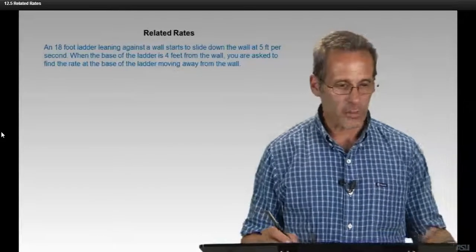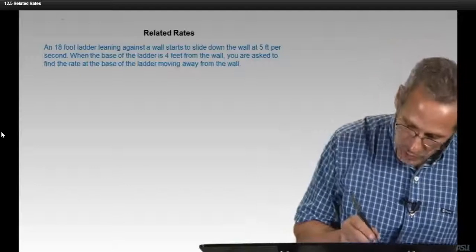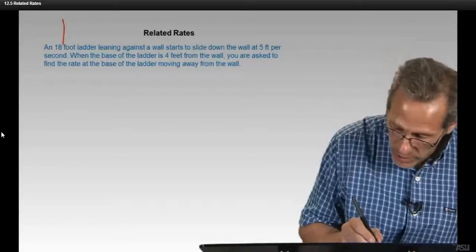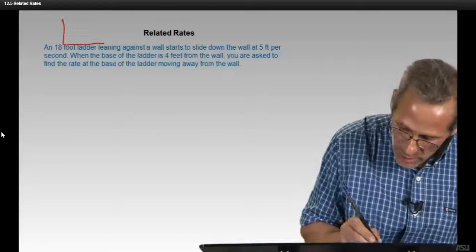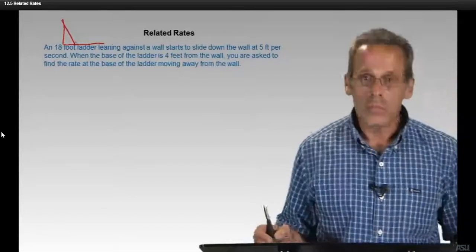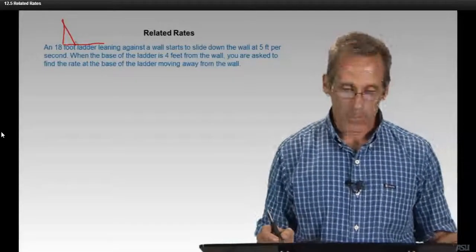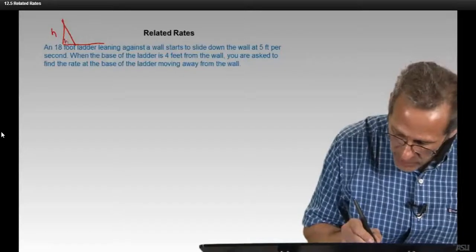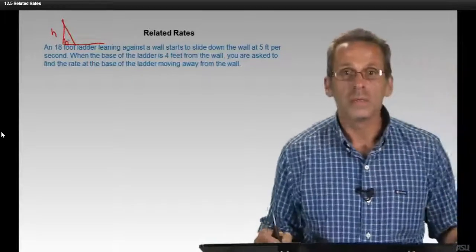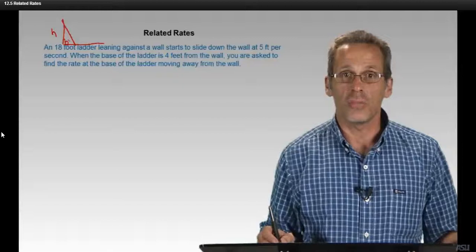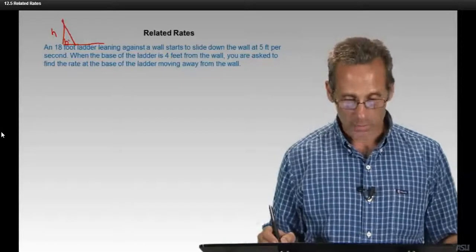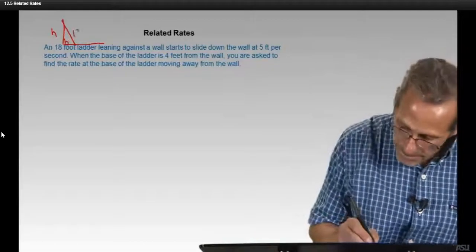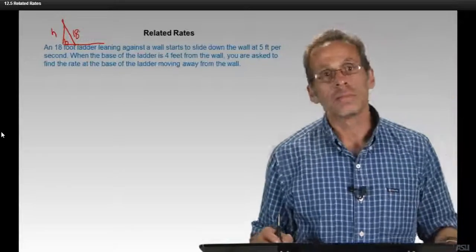This may require a picture on our part. So we sketch a wall. Does that look like a wall to you? We sketch the floor and prop it up against a ladder. We have a height, and we have a base, b. b stands for the distance the base of the ladder is from the wall. The ladder itself is how long? 18 feet.